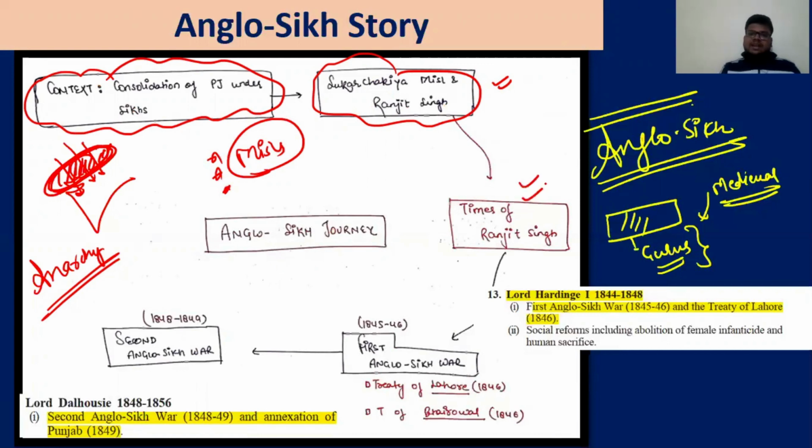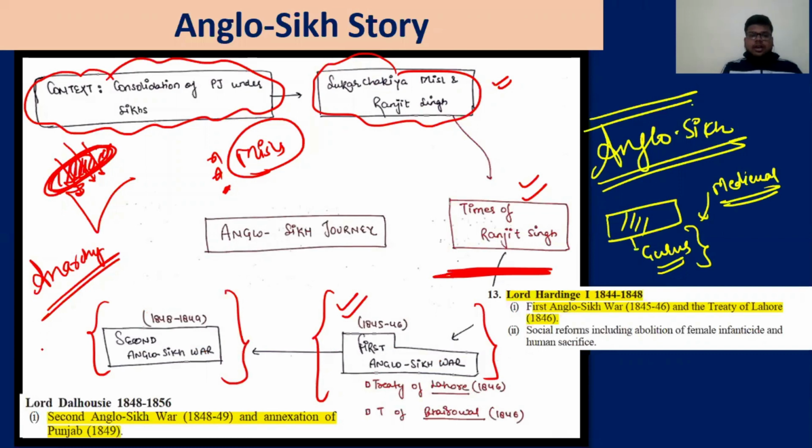Then we have to read the times of Ranjit Singh, what happened in the times of Ranjit Singh. Then we'll read about the first Anglo-Sikh War, after the death of Ranjit Singh, obviously. After the death of Ranjit Singh, what happened? The first Anglo-Sikh War. And after the first Anglo-Sikh War, we have the second Anglo-Sikh War. And after that, the Punjab was annexed.